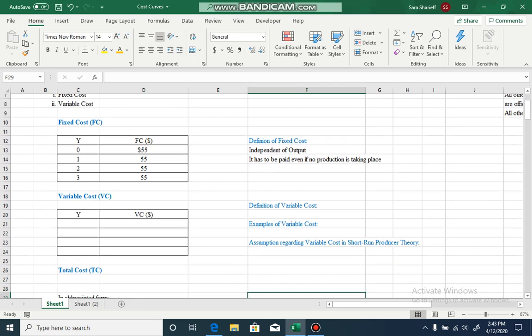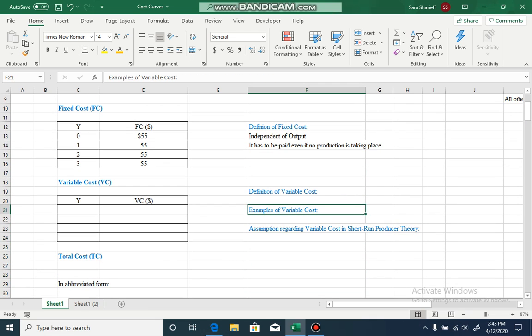What is variable cost? Variable cost is the cost which increases with production, right? Which increases with output. There are different types of variable cost. One very popular example is, in order to produce more output, naturally you need more workers. And what is the name of the cost associated with workers? What is the name of the cost associated with labor?